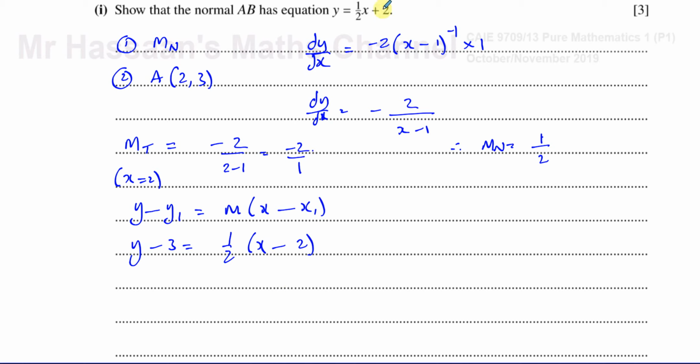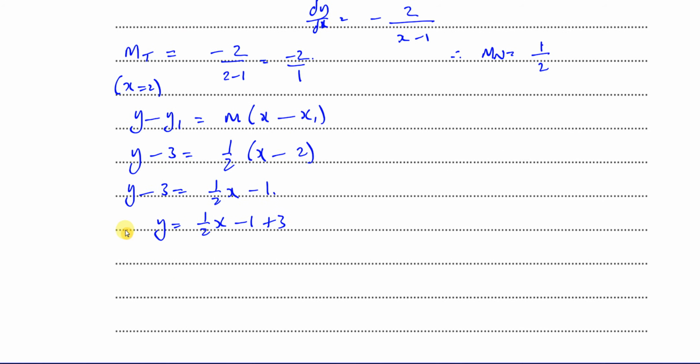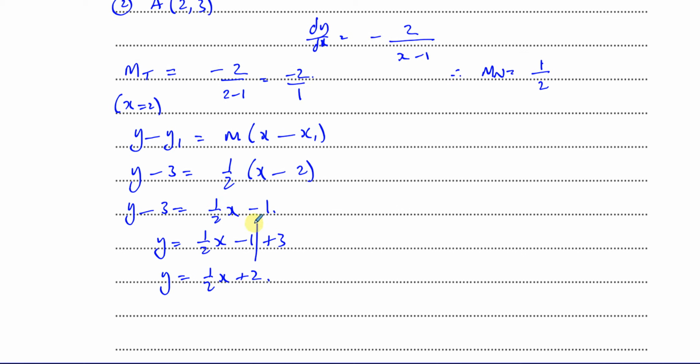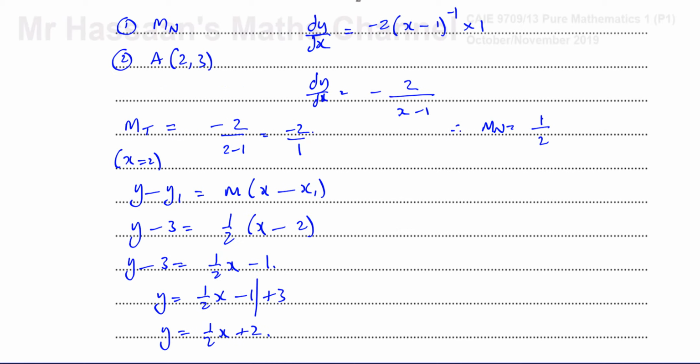Now they want it in this form here, y equals mx plus c. So what I'm going to do is expand this. It becomes a half x minus 1, if you multiply a half by minus 2. And then because they've given us the answer, I'm going to show the steps a bit more clearly. So on a half x minus 1, I add 3 to both sides, which gives you y equals a half x plus 2. And that's what we had to show. So that's part 1 done.